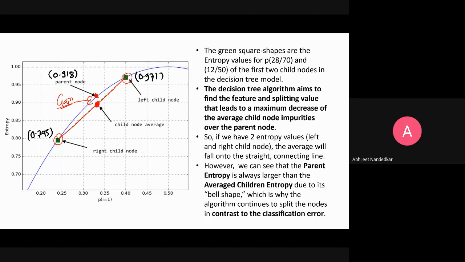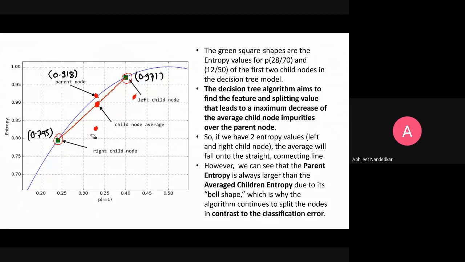Now if I use misclassification, it will be something like some graph like this, and maybe this is the error for the left-hand side, and maybe this is the error for the right-hand side. If I take the average of these two, it will be somewhere here, and for the parent also it will be here itself. So there you will see that there is no gain.